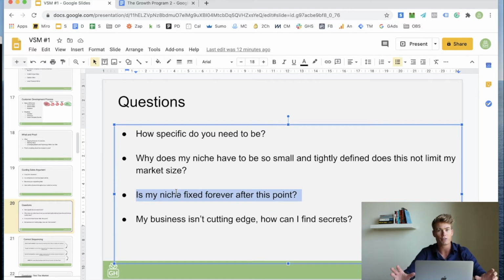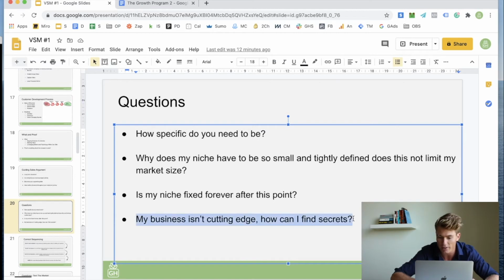Is your niche fixed forever? No, it is not, okay? You can change your niche, and you will have to change your niche if you're not getting the response that you want potentially, okay? So you want to pick a really tightly focused niche, and then we'll go out and test it in the next section, but we don't have to stick with our niche if it is not working, okay?